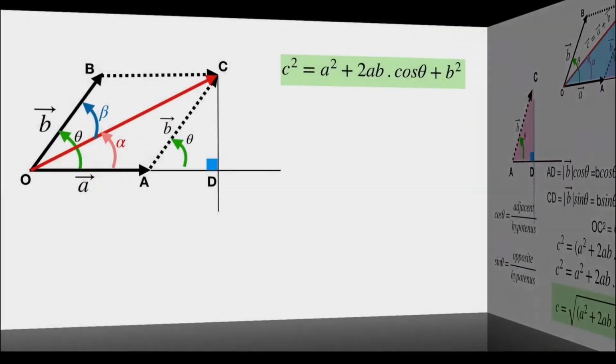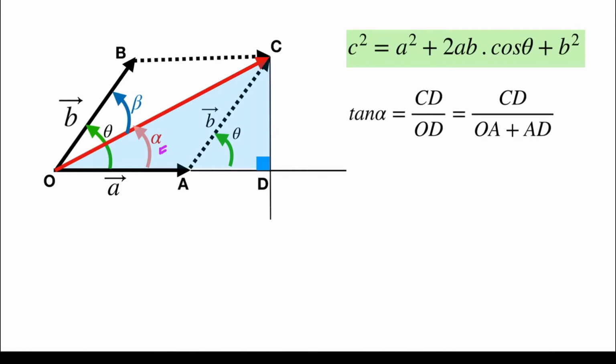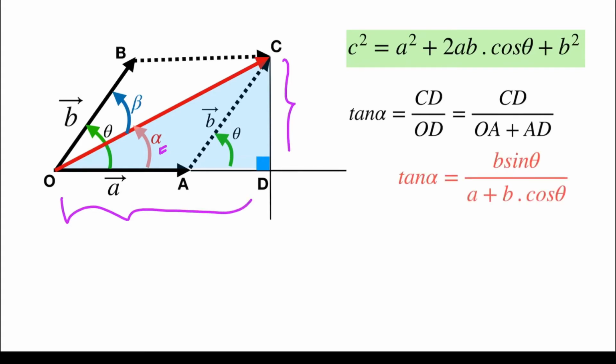Now let's see how we can get the direction of this vector. If the resultant vector makes an angle alpha with vector A, then by using triangle OCD, we can write that tan alpha is equal to CD, which is the height of the right angle triangle, divided by the base of the right angle triangle. So tan alpha equals B sin theta divided by A plus B cos theta. Here AD is basically B cos theta, this length AC is B, and CD is B sin theta, right?